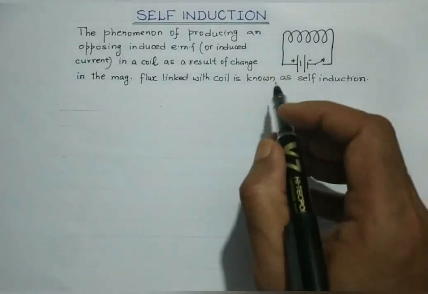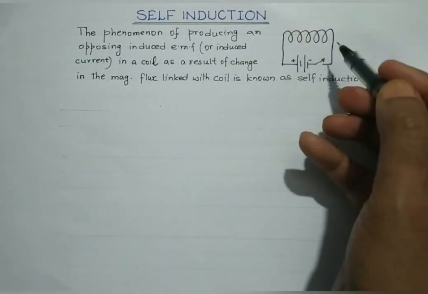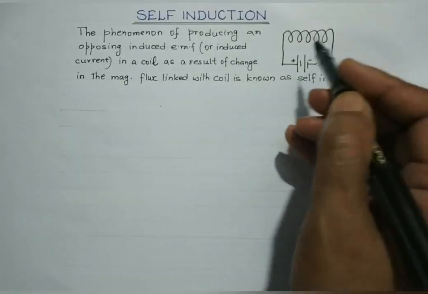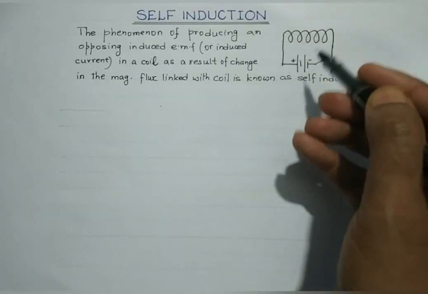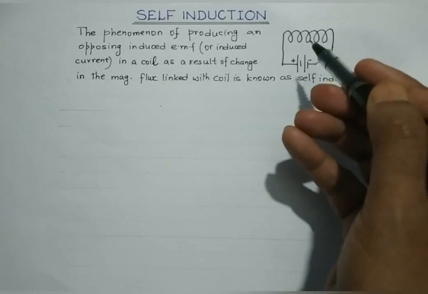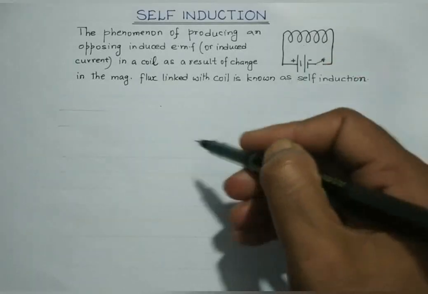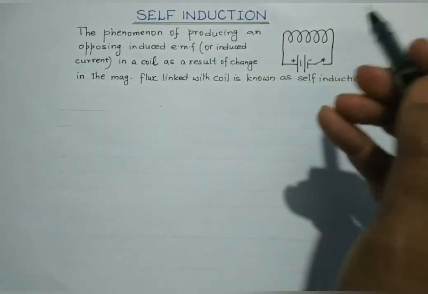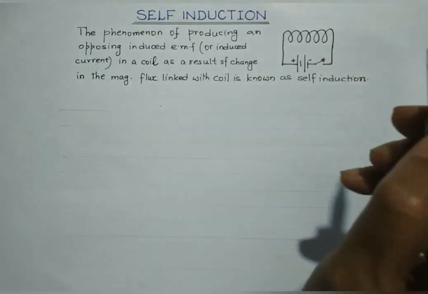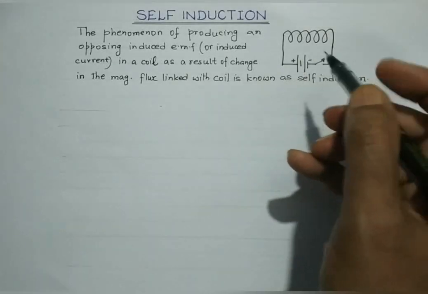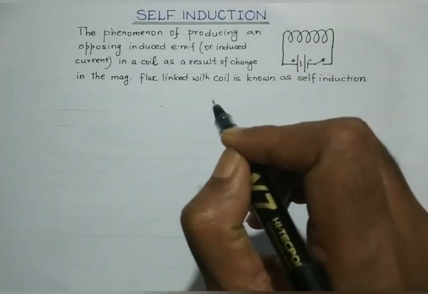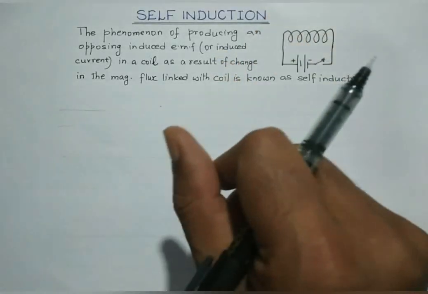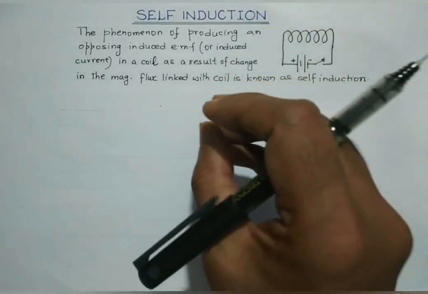So, in this coil, during the growth of current as well as during the decay of current, due to the change in the strength of the current flowing through the coil, the magnetic field linked with the coil changes, and accordingly the magnetic flux linked with the coil also changes. And as per the phenomenon of EMI, an opposing induced current is produced in the same coil. So this phenomenon is known as self-induction. Now, as I've stated, students, self-induction opposes both the growth of current as well as the decay of current.